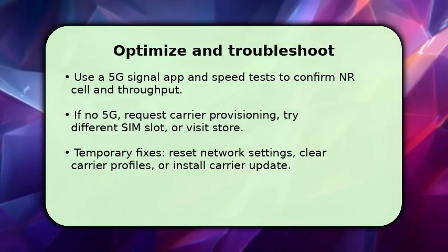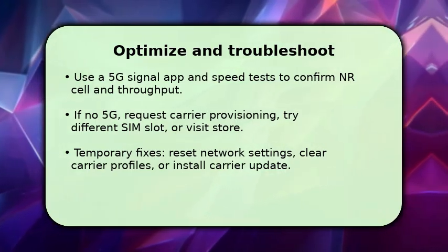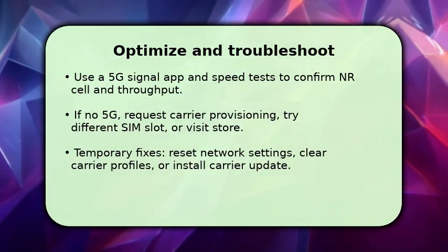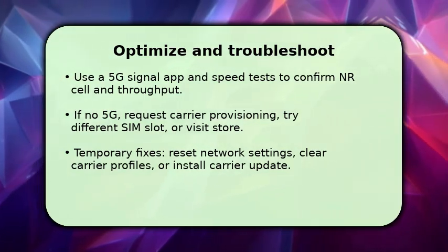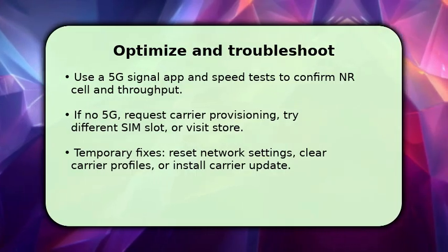Run a 5G-capable signal app and speed test to see NR cell ID and throughput. If you don't get 5G, contact your carrier to confirm provisioning and supported bands. Try a different SIM slot or the eSIM option because some phones limit 5G to a primary slot.